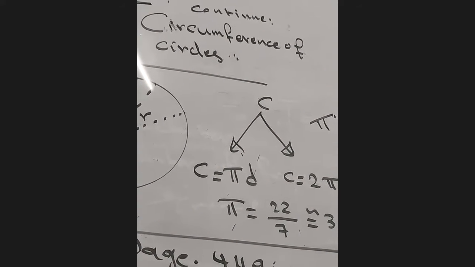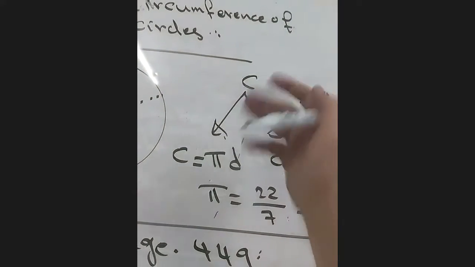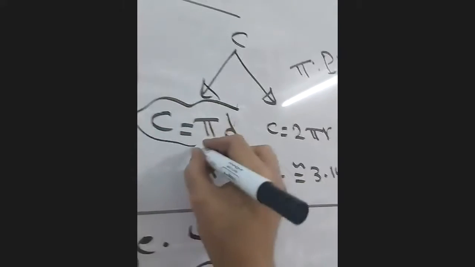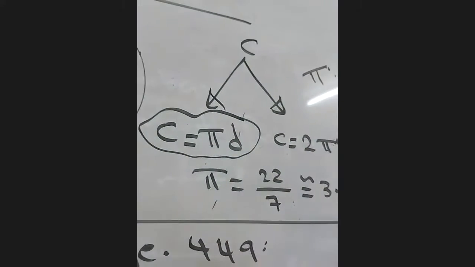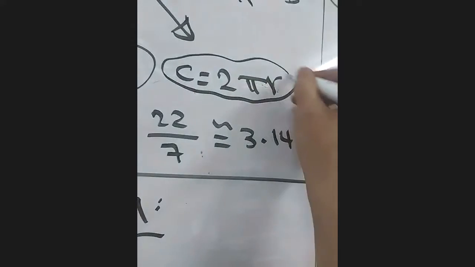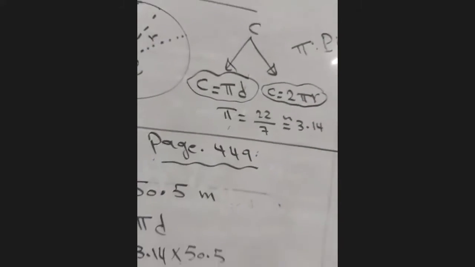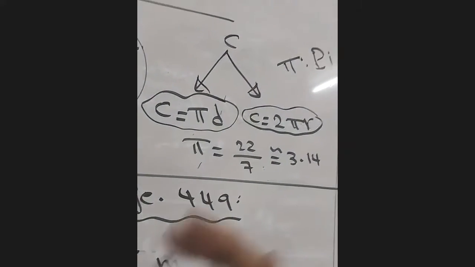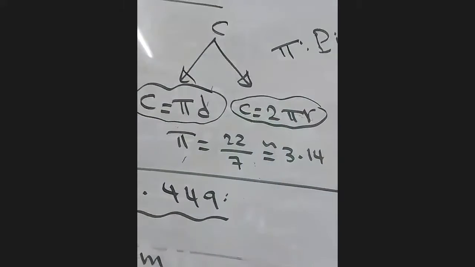Circumference. What do we call it? C. Now C has 2 formulas. A formula for the diameter, you need to memorize the formulas, and a formula for the radius. If the diameter is given, we use this formula. If the radius is given, we use this formula, okay?